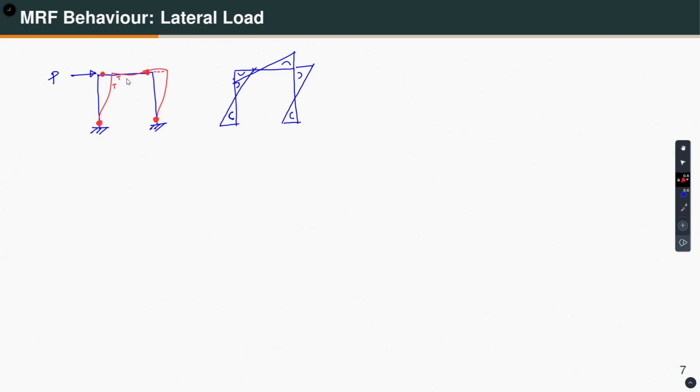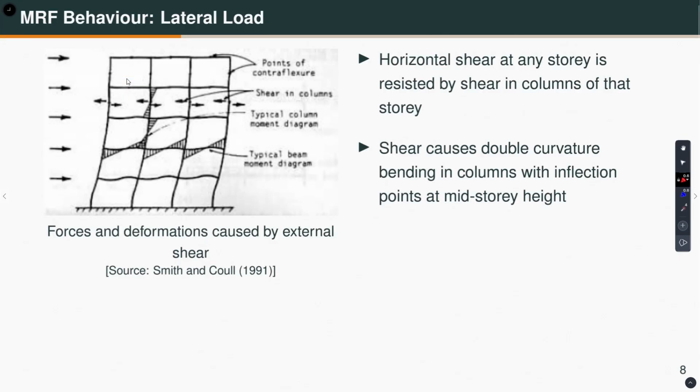Now, this was just a simple example of a single story. Let us look at some realistic examples and some more discussion on the behavior. Here I am showing you a moment resisting frame subjected to lateral load, which is schematically shown like that. If I cut it through any story, then what happens? There will be a shear force like this for the free body diagram above. It is subjected to these lateral forces and these are the shear forces.